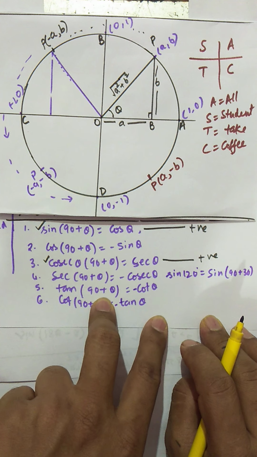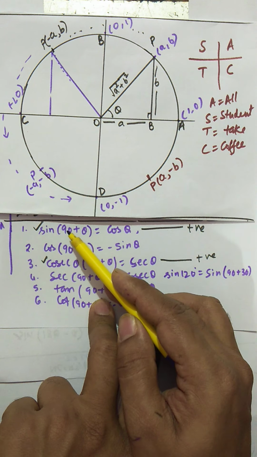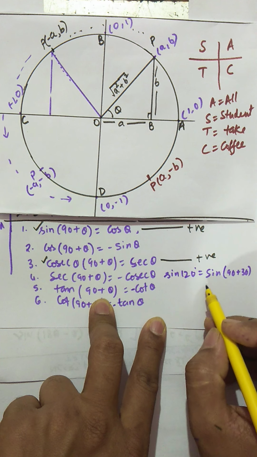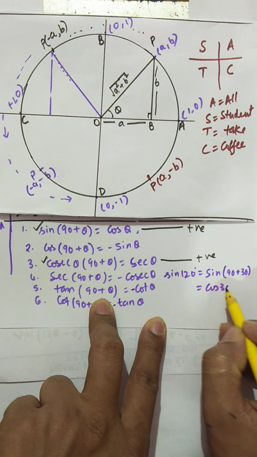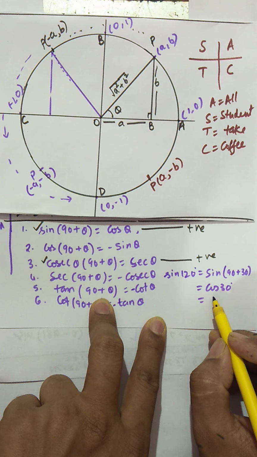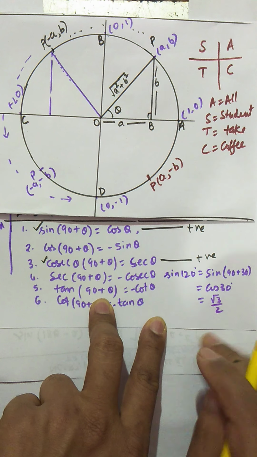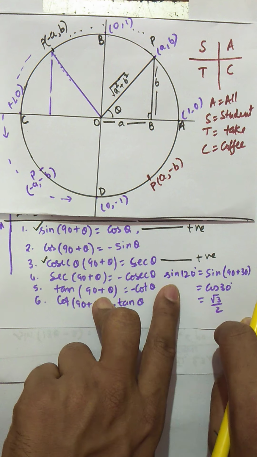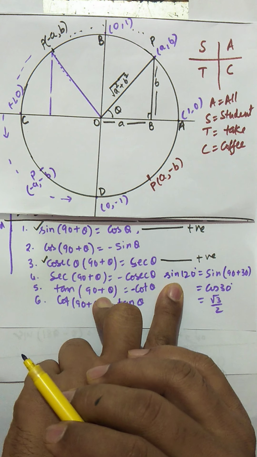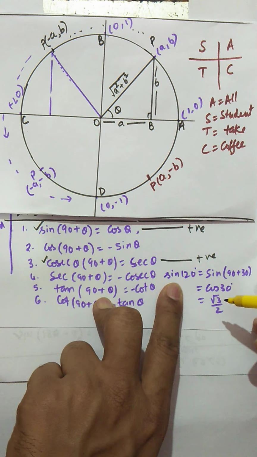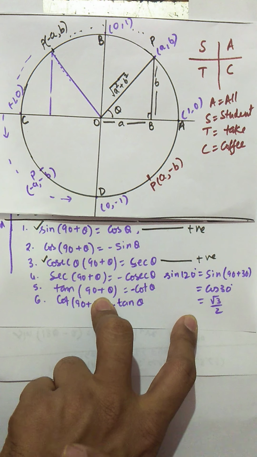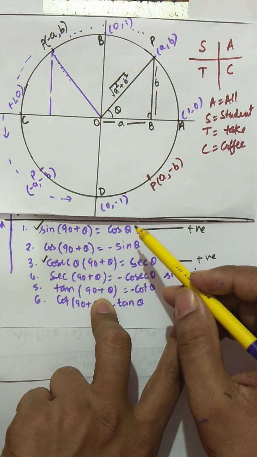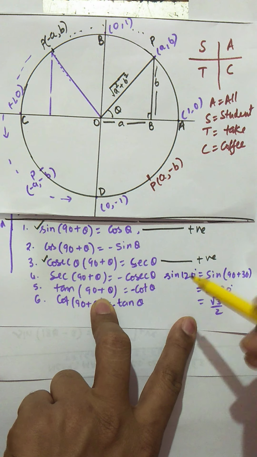Sine 90 plus 30 degree, according to this rule, sine 90 plus theta is cos theta. So I can write that as cos 30 degree. You know the value of cos 30 is root 3 by 2. So you see sine 120, either you go 90 plus theta or you go 180 minus theta, your value of sine 120 will always be the same. And using these formulas, you can find the other values also.